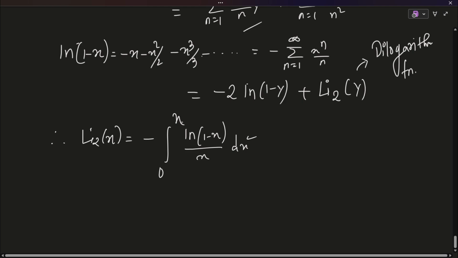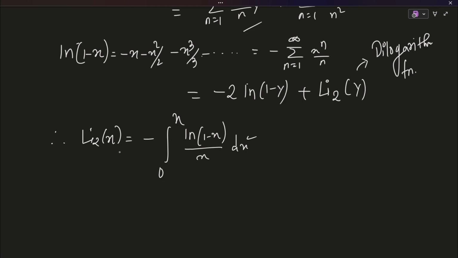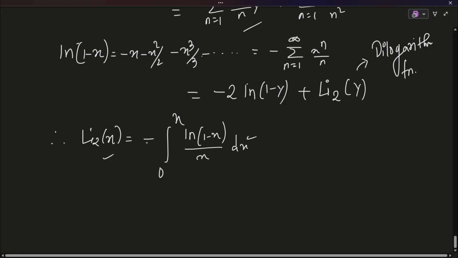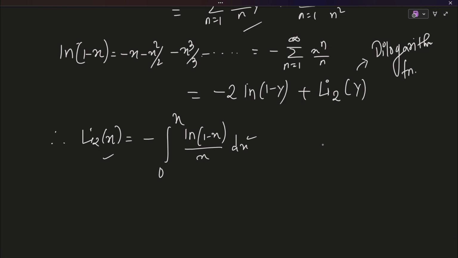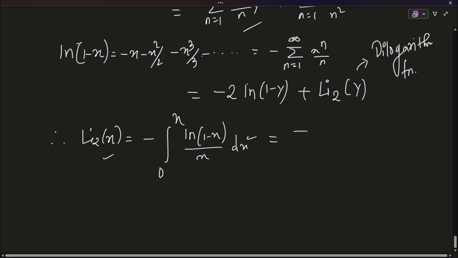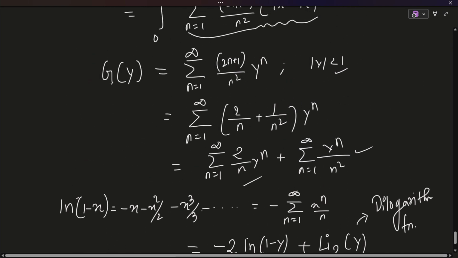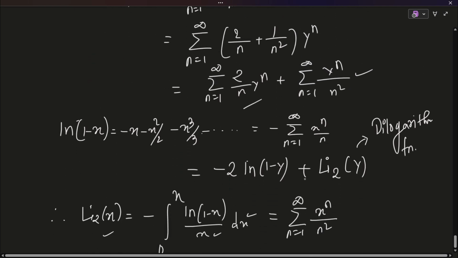For different values of x, you put different values of x in the upper limit. And then whatever area you get under this curve, that is called the dilogarithm, right? Okay, so that is the basic definition of dilogarithm. Now, it is also defined as an infinite series as follows: the sum, n equals 1 to infinity, of xⁿ/n². So both are definitions of dilogarithm, and this infinite series can be obtained from this integral as well and vice versa.